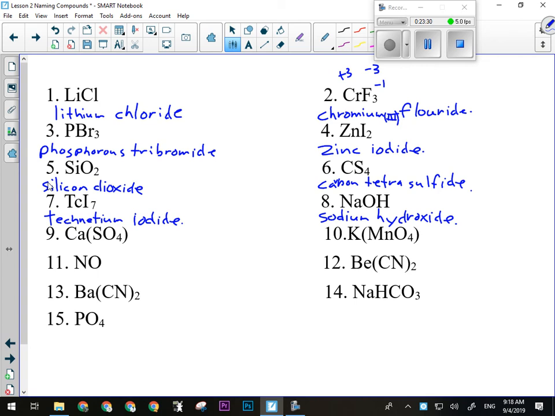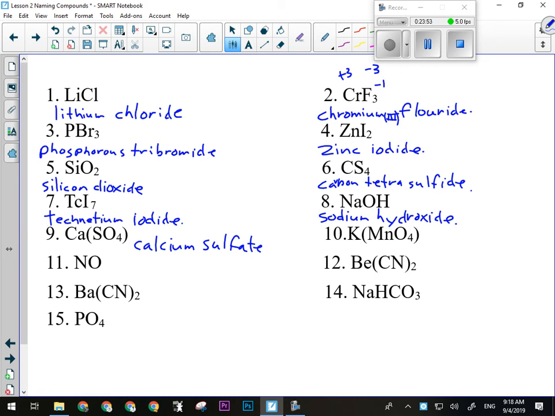Okay, that's all right. So, for number 9 here, we've got calcium and we've got sulfate, a polyatomic ion. So this is an ionic compound. All right, so this will be then calcium sulfate. Okay, calcium only has one possible charge, so I'm not going to need a Roman numeral in that one either.